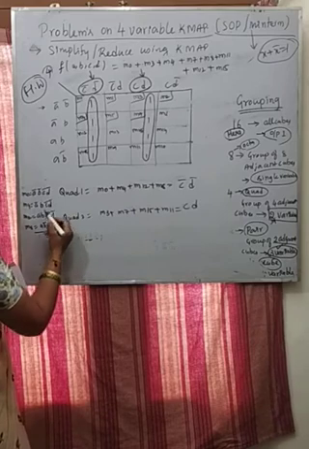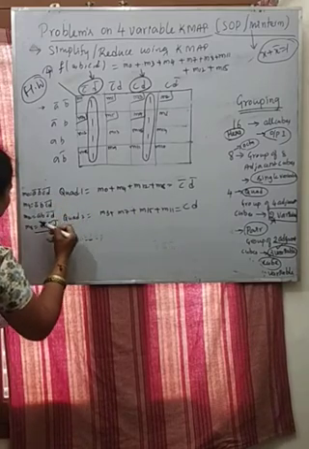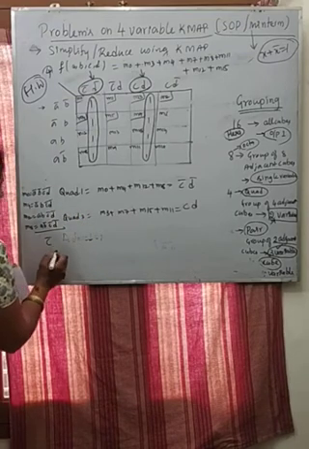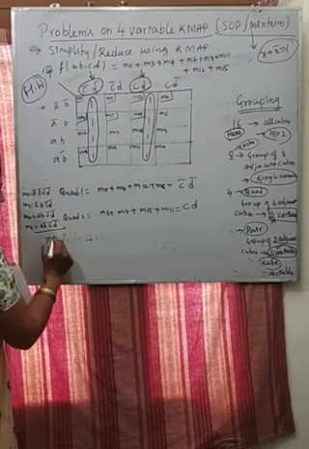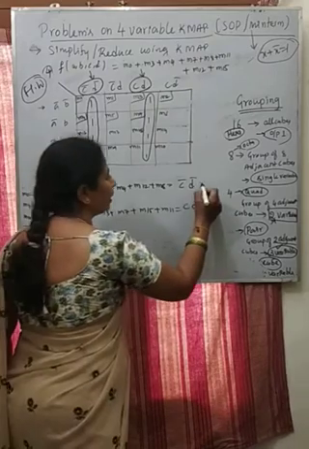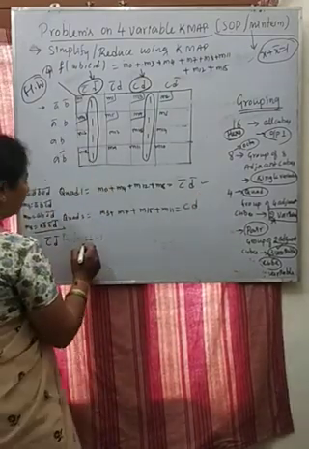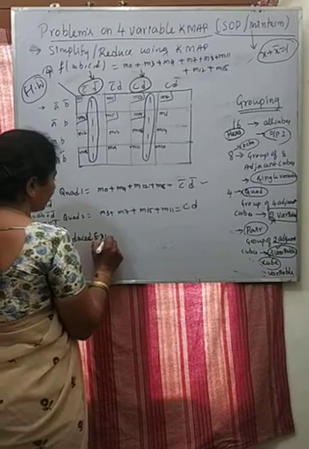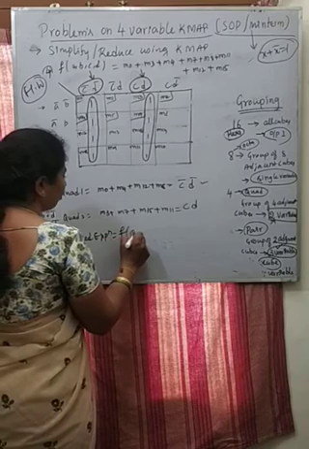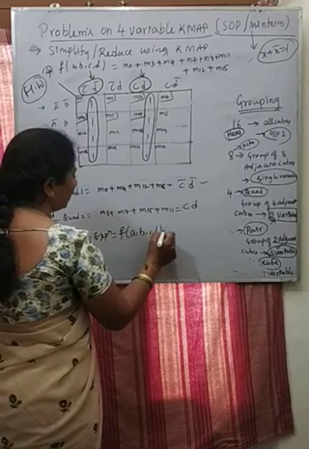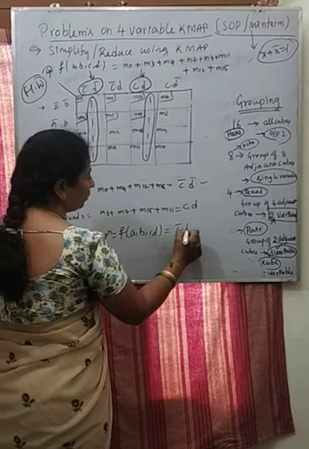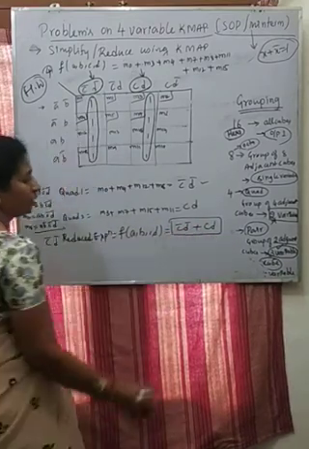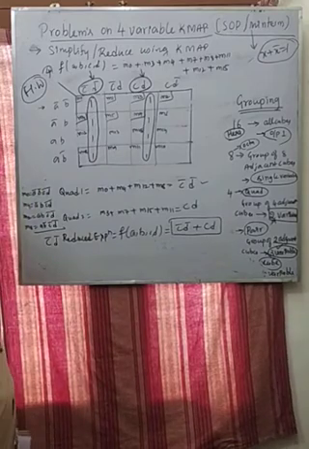Please check the common variable. Is A complement common? No. Is B common here? No. Is C complement common? Yes. Is D complement common? Yes. Did you get your variables? Yes. Finally, reduced expression: f of A, B, C, D equals quad 1 plus quad 2. This is your reduced expression for the given problem.